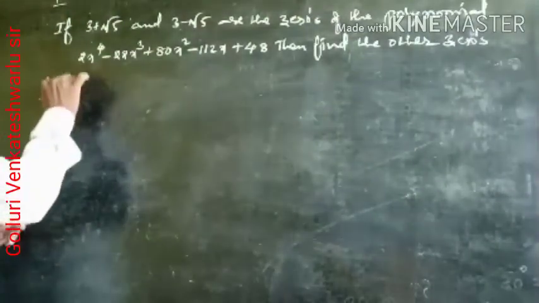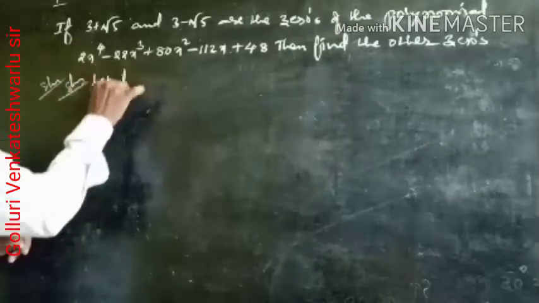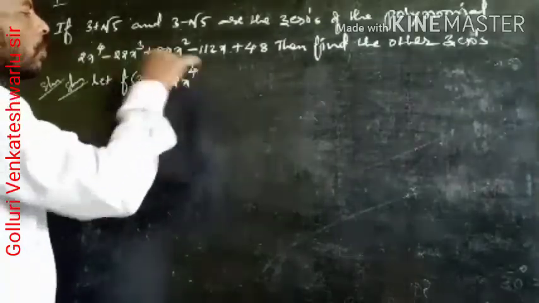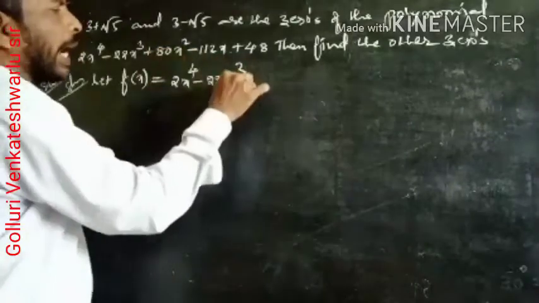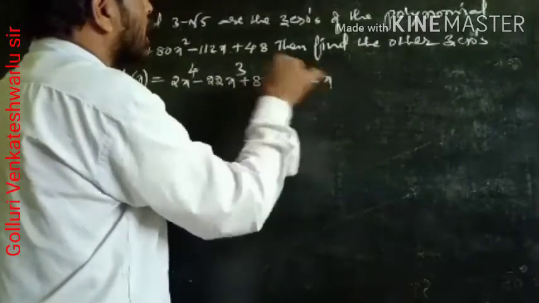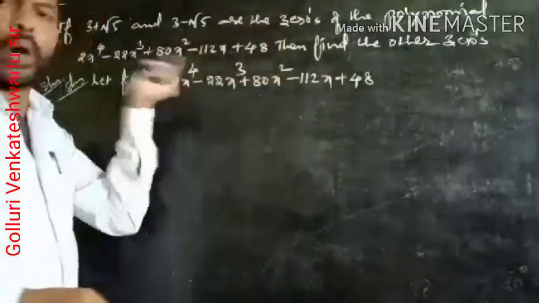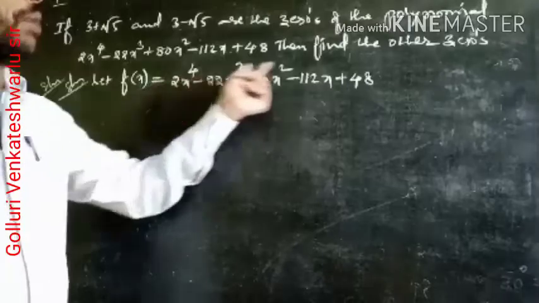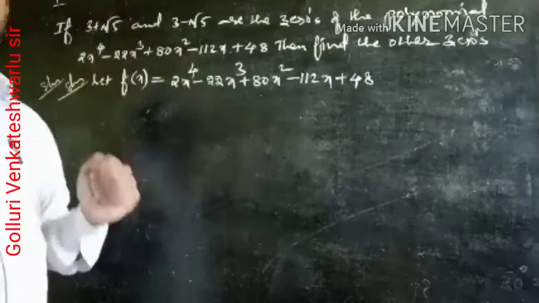So here, look at here. What is the given polynomial? Let f of x is equal to 2x to the power of 4 minus 22x cube plus 80x square minus 112x plus 48, which is given. It is a fourth degree polynomial, which contains at most 4 zeros.